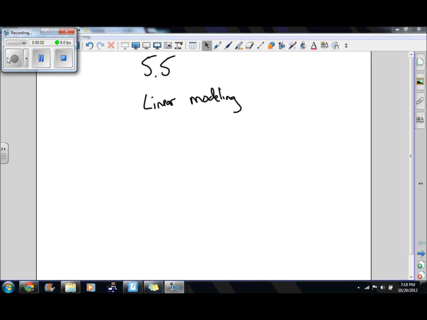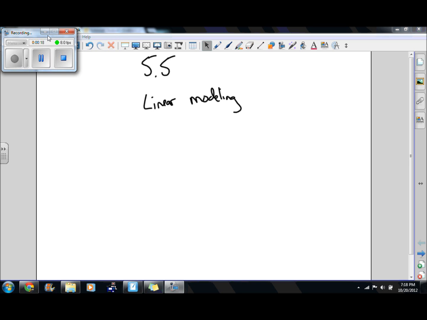Welcome everyone. We're going to work on section 5.5 today, which answers the age-old question, or the one that Kara asks every couple days, which is why in the world are we learning this? Okay, we are going to be working on linear modeling and how it affects real-world problems.